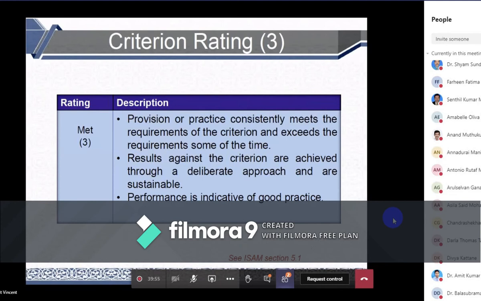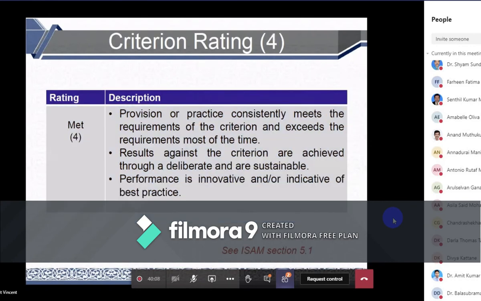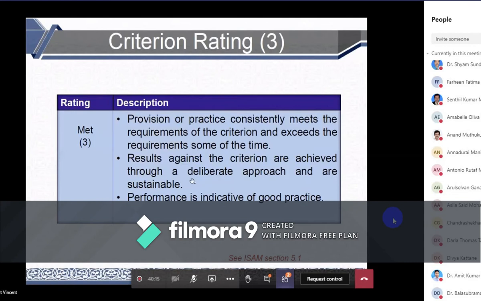For 3, we have a mechanism, we have the provision, we have the results, and they are sustainable results. But our performance is not indicative of a best practice. That's the change. Then we get a 3 rating. That one means it's an innovative approach, and you strive hard to get 4. Here, you just achieved it. The performance is a good practice. It is not the best practice. If you have a best practice which is benchmarked and internationalized, then you get a 4. Otherwise, your rating is going to be a 3.